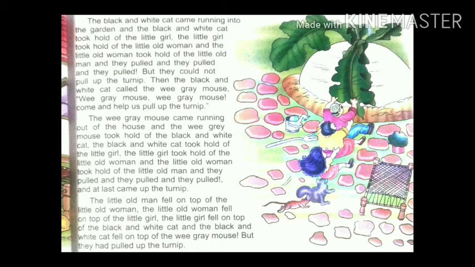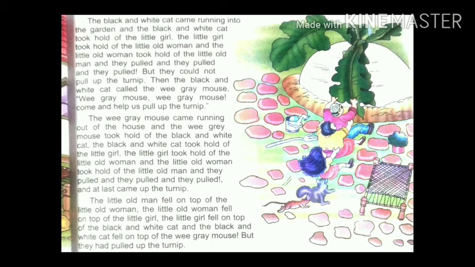So students, see in this picture, first the old man is pulling, then his wife, then a girl, and then finally a cat is there. The four of them were trying to pull the turnip out, but they couldn't. So one more family member was left, students. Then the black and white cat called the wee grey mouse. Wee grey mouse means the very small grey mouse.